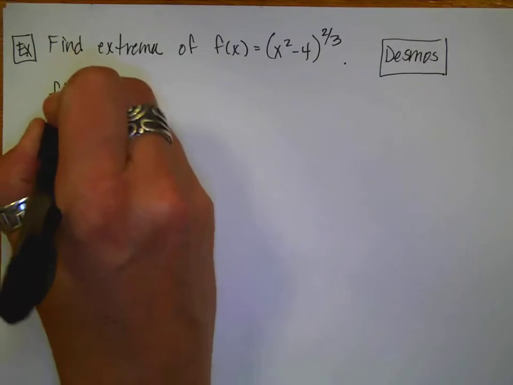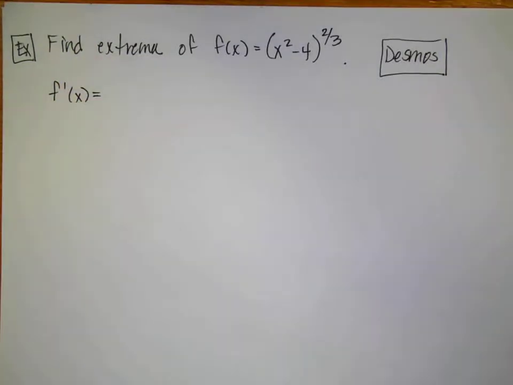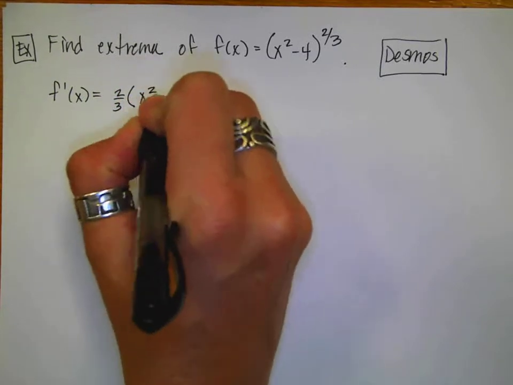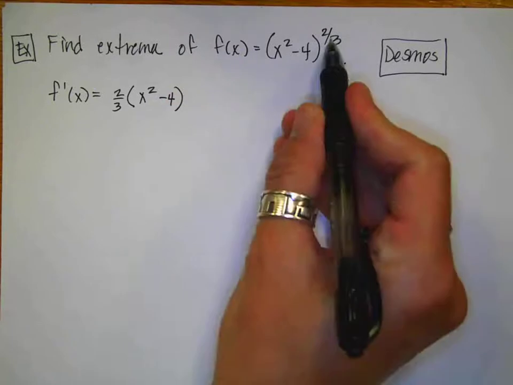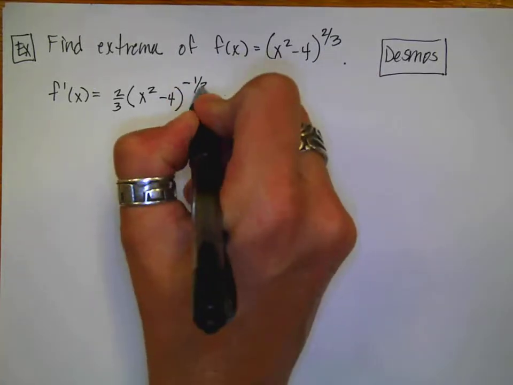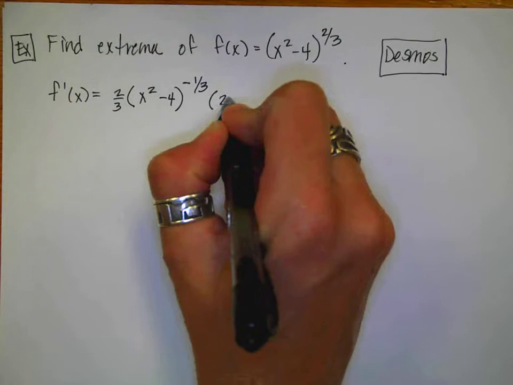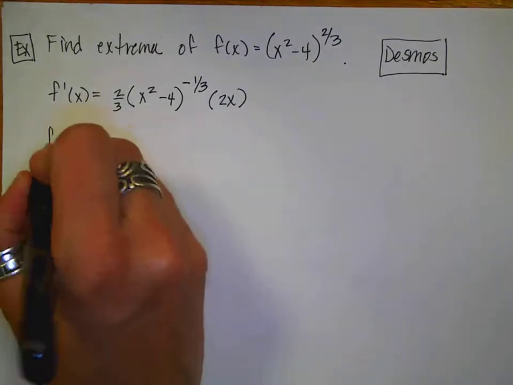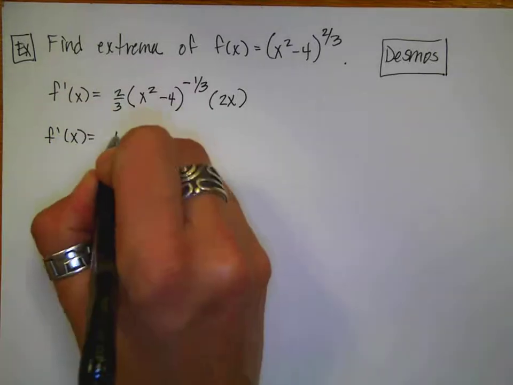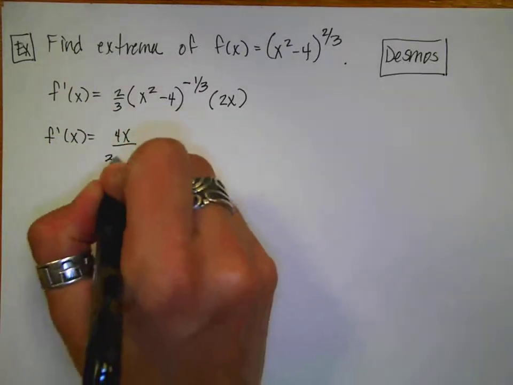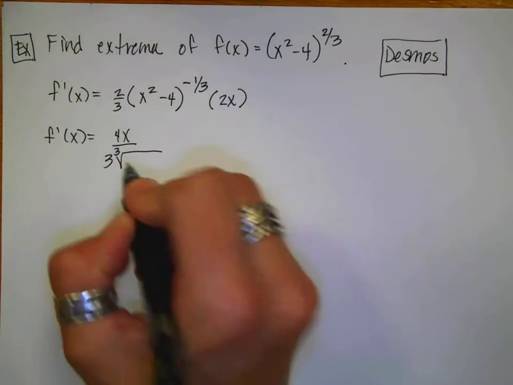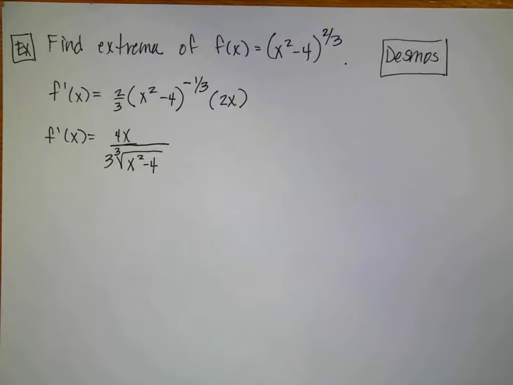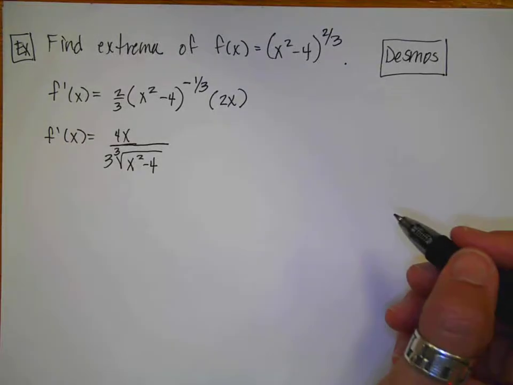So the first thing that I'm going to do is take the derivative of my function, and it is the chain rule, so this is going to be 2/3 times x squared minus 4, and then 2/3 minus 3/3 is the negative 1/3, times the derivative of the inside, which is 2x. And I'm going to clean that up. So my derivative is going to be 4x over 3, and then I'm going to stick my little cube root guy down here, x squared minus 4. Okay, so there is my derivative.